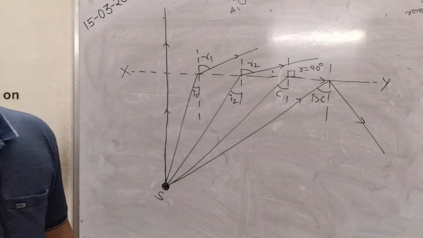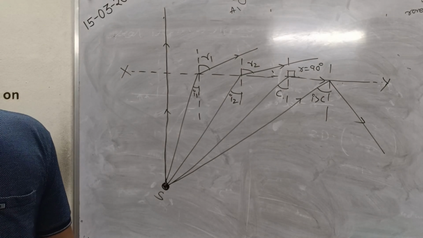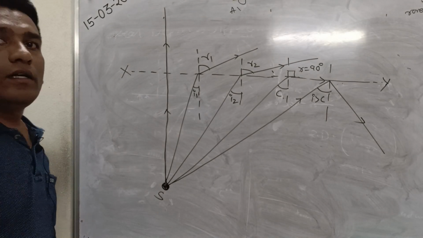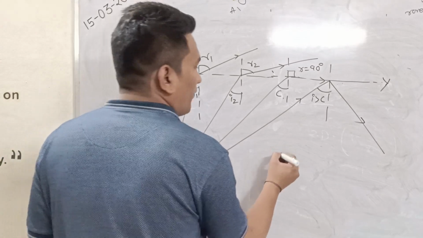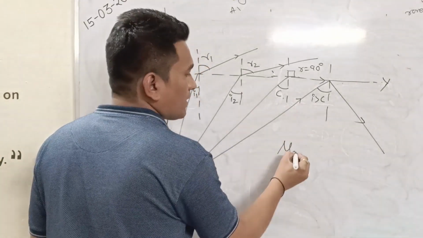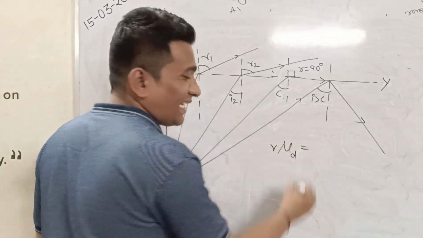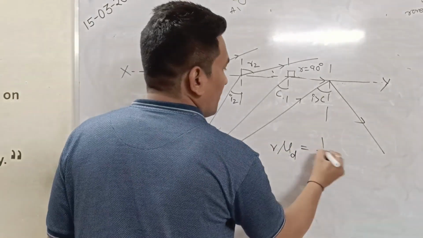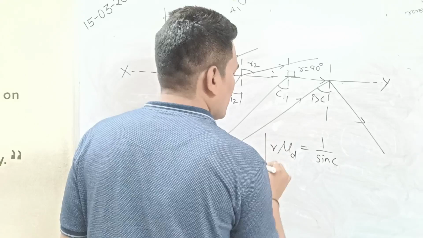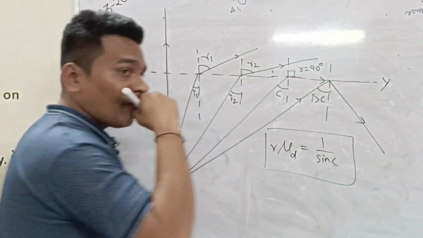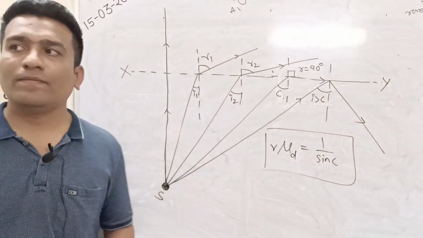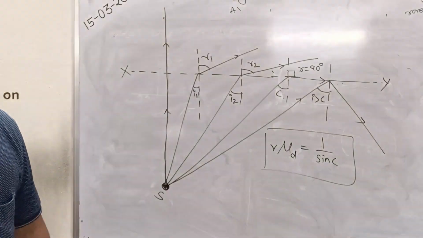Yes, we have a formula as well between the critical angle and refractive index. So the refractive index of denser medium with respect to rarer medium is equal to 1 upon sin c, or 1 upon sin c can be written as cosec c. Correct? Okay, fine.